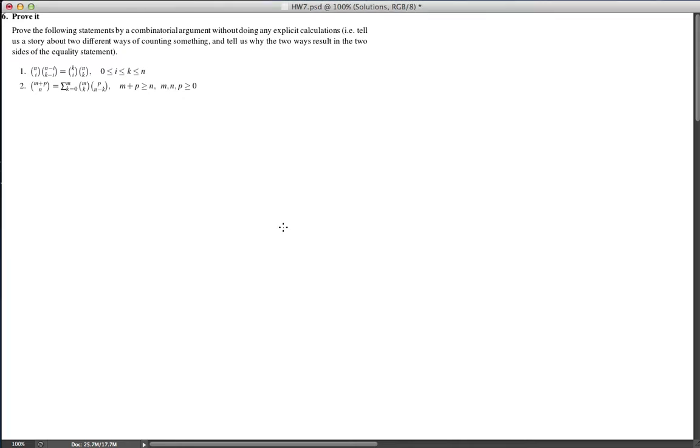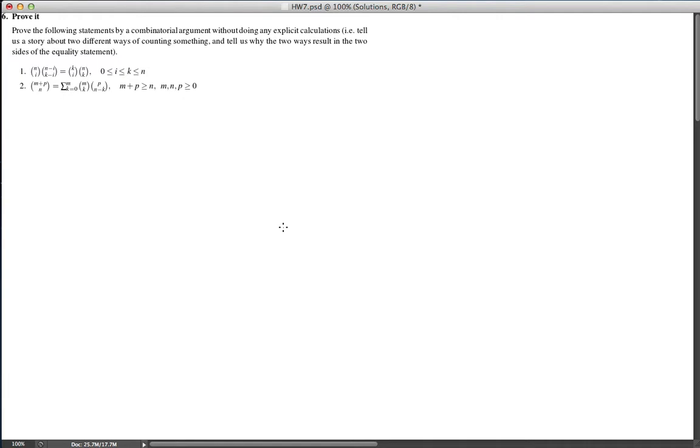Okay, so this is a question which is asking us to come up with a story that explains why two sides of a combinatorial equation are equal to each other. So it's basically asking us to double count something. We're supposed to count something in two different ways. And because the count of a thing doesn't change when we count it in different ways, no matter how we count it, we should arrive at the same number.